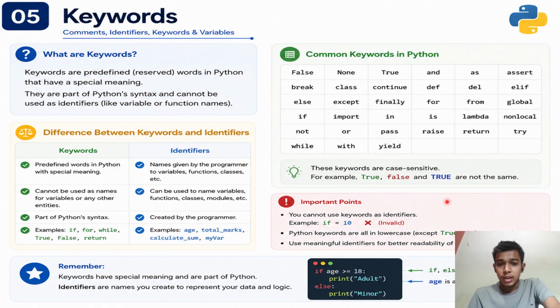Think of a keyword as a traffic signal, just like a red traffic light always means stop. You cannot change its meaning. Similarly, in Python, the keyword if will always represent a condition, for will always represent a loop, and return will always return a value. Their meanings are fixed by the language. Let's see an example on the slide. Here, if age is greater than 18, print adult, else print minor. So here, if and else are keywords. Age is an identifier.